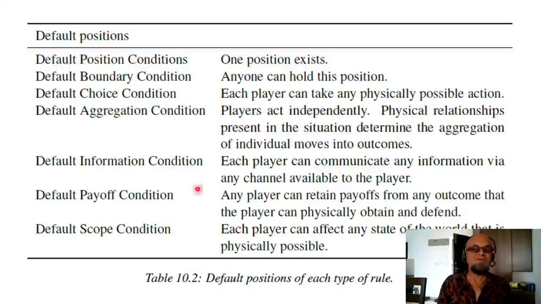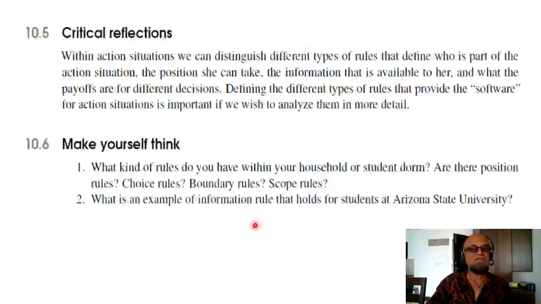Of course, we never have this play out in any situation where everything is default. Each one begins to have qualifications: boundary rules, position rules, information rules, aggregation rules, and so on. Scope rules, of course, govern the whole situation in terms of outcome.